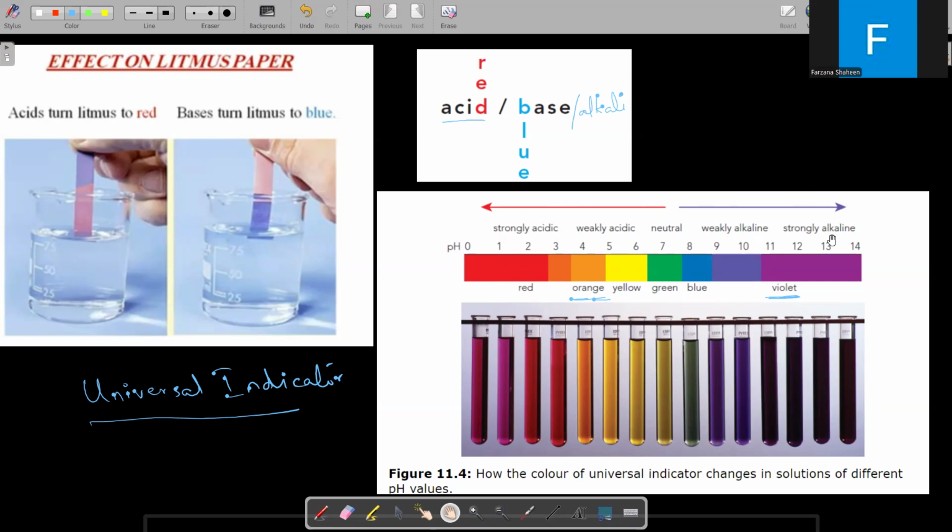This is a man-made scale, and it is a 10-fold difference. So between 1 and 2, there is a 10-fold difference. Between 2 and 3, a 10-fold difference. So it is important that you understand this.